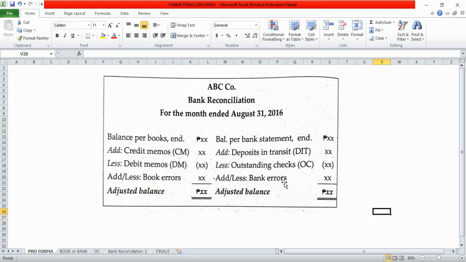At this moment, we're going to discuss the bank reconciliation statement. On the screen, you will see an example of our pro forma. We will have the balance per books and the balance per bank statement ending, as of the month ended August 31, 2016. If there is a difference between your book and the bank statement, we have to adjust the balance. But first, let's identify what is the book and what is the bank.